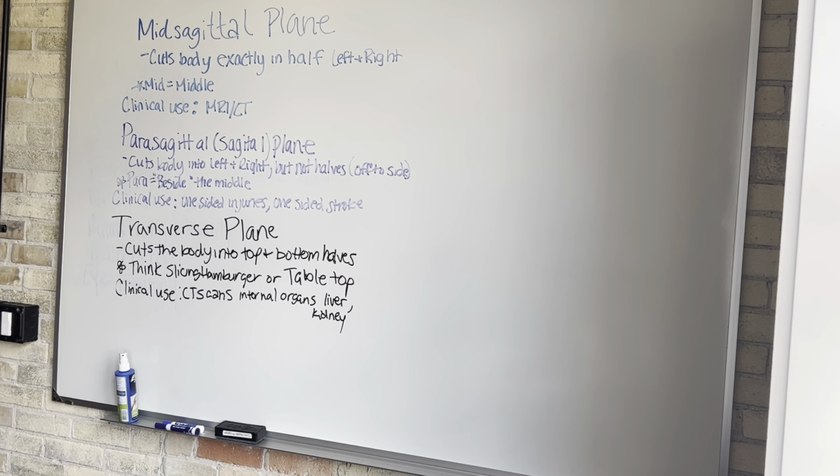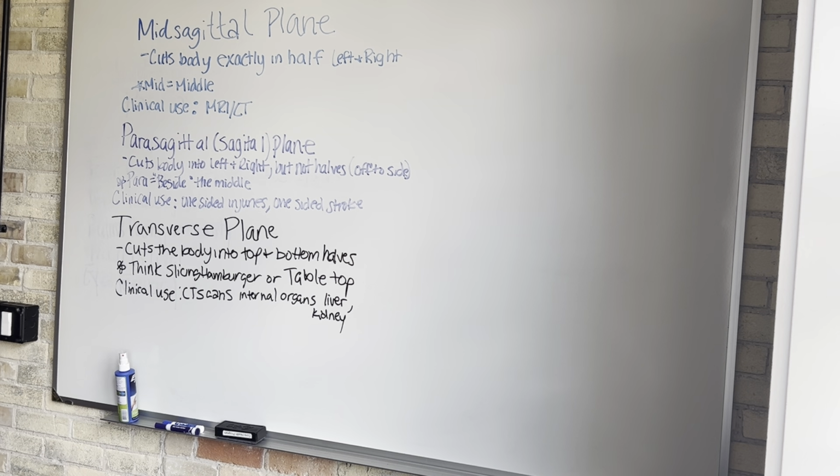Sagittal and parasagittal are the same, I believe. I just know that sagittal means to cut the body into left and right parts. Mid-sagittal is cutting the body equally into left and right, and parasagittal is cutting the body into left and right, but unequal. So I think parasagittal is the same as the sagittal plane. If it is, then it cuts the body into left and right, like you said, but not in half, so off to the side. Is that what it's saying? Basically.